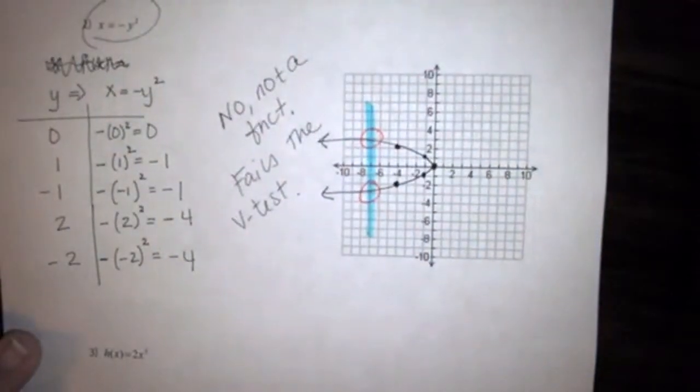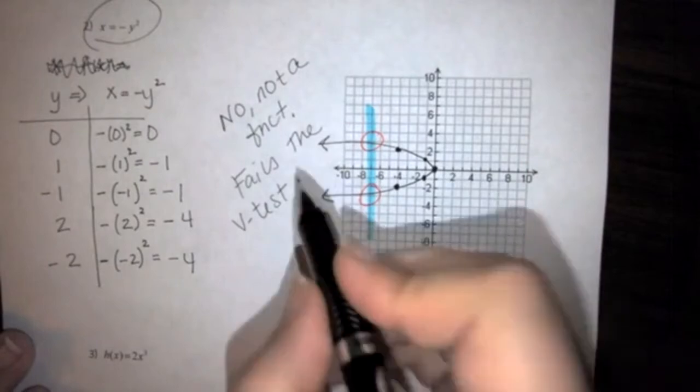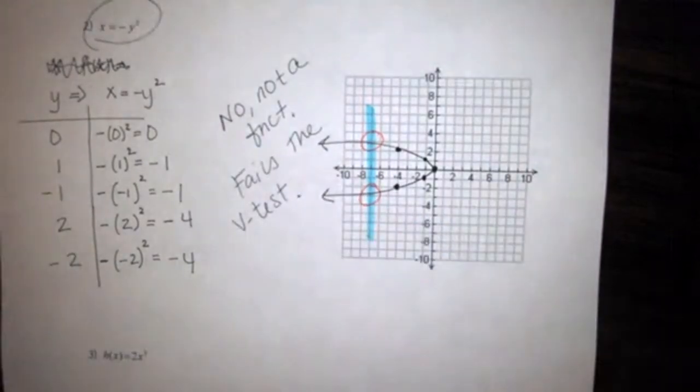Okay. Now, because this fails, it means I don't have to do all those other steps. I don't have to find the symmetry. I don't have to find even, odd, or neither. I don't need to state intervals of increase, decrease, constant because I'm not a function. I'm just simply a graph.